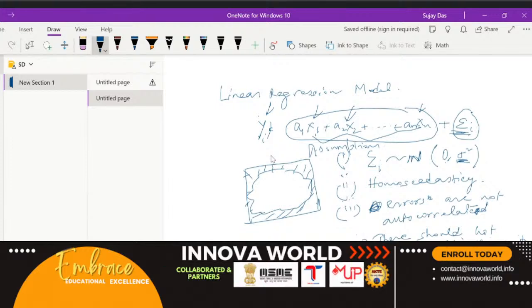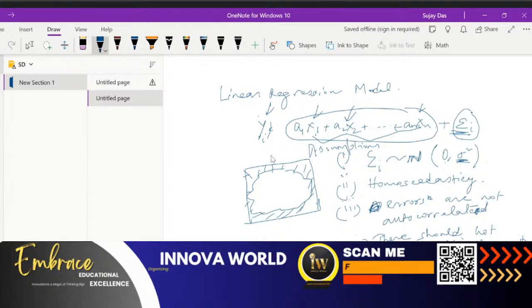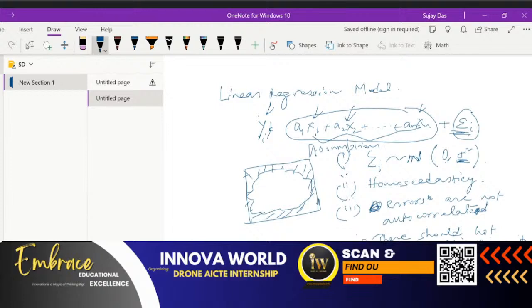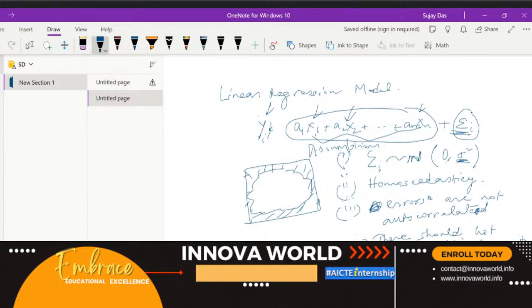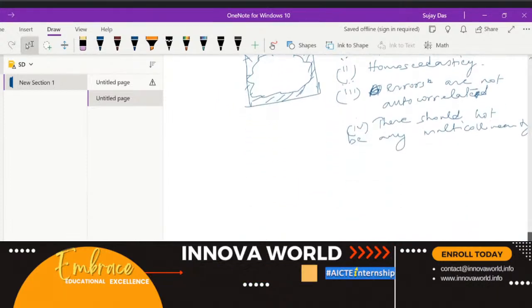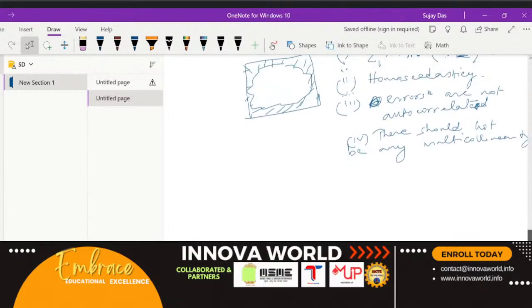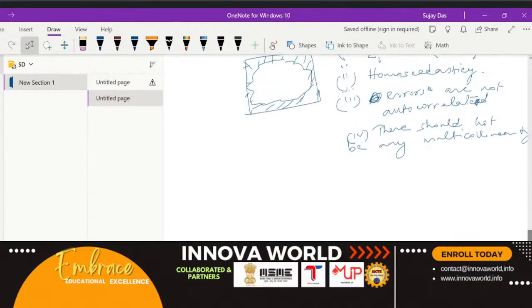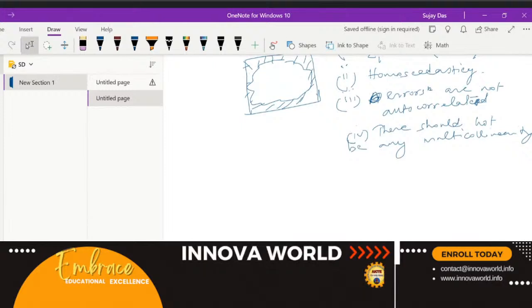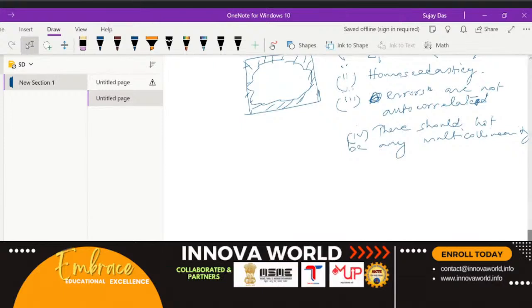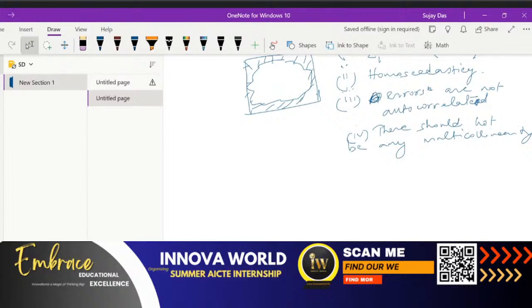So we'll discuss each and every one step by step. What is the normality assumption and what is homoscedasticity? Suppose your data looks like this. Let me give you an example. Heteroscedasticity means that the variance is not the same, over time or over data points. Homoscedasticity means that the variance is the same throughout the data points.